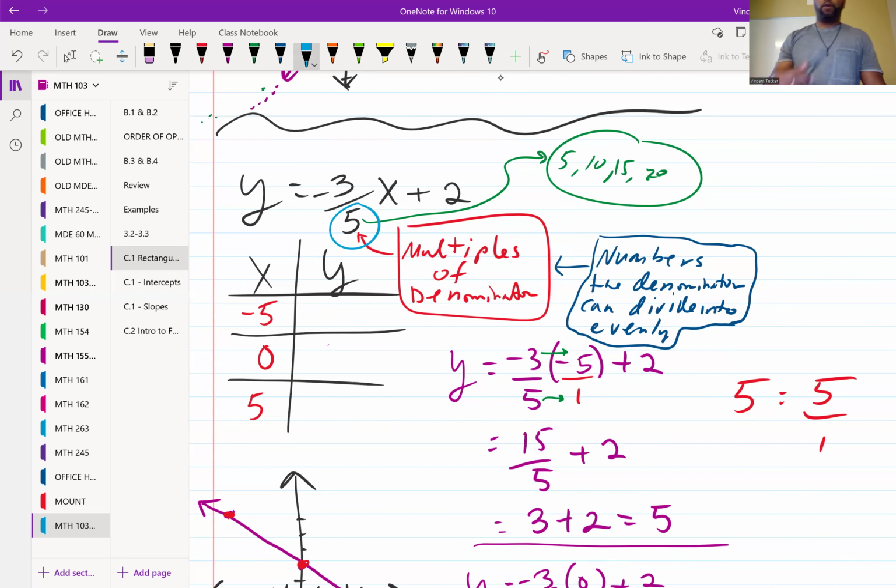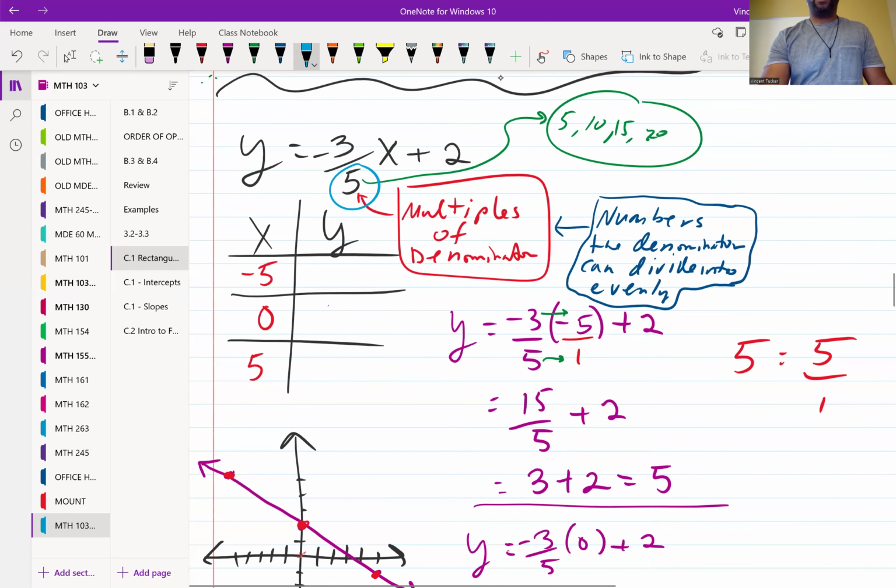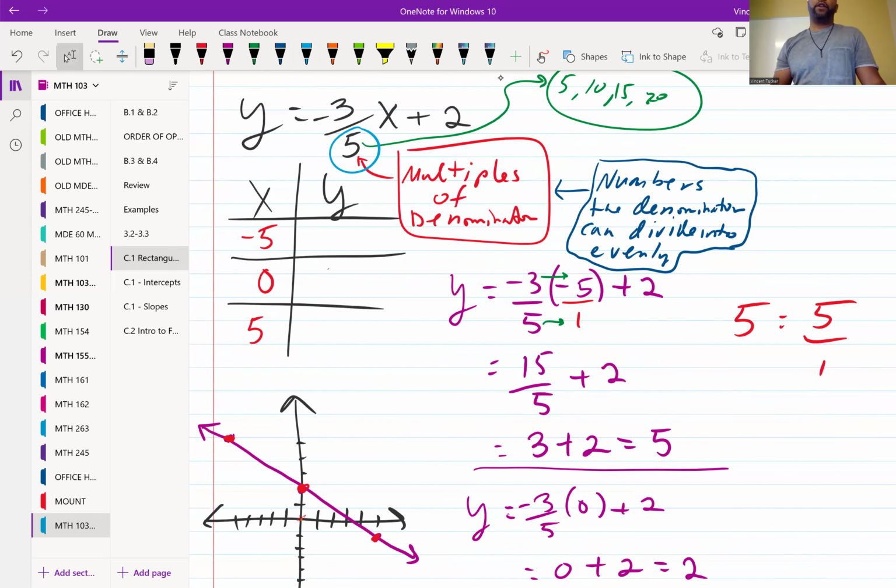So instead of erasing the work, we can just go ahead and walk through it and talk through it. We have -3/5 times -5 plus 2. So what I did right here was just treat that -5 as a fraction, putting it over 1 and multiply it across. So -3 times -5 is 15. 5 times 1 is 5. So that's how I got 15 over 5. 15 over 5 reduces down to 3. Then 3 plus 2 is 5. So when x is -5, y is +5.